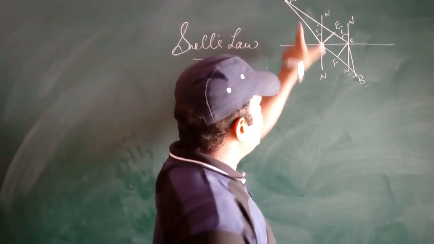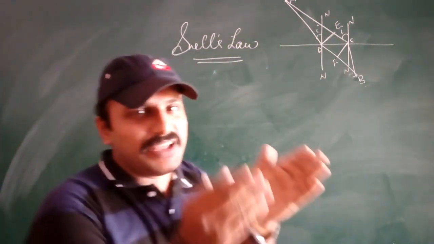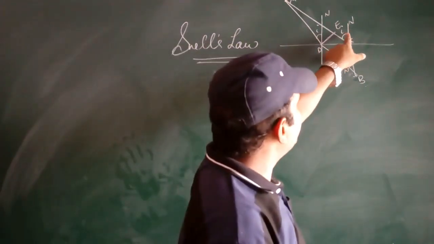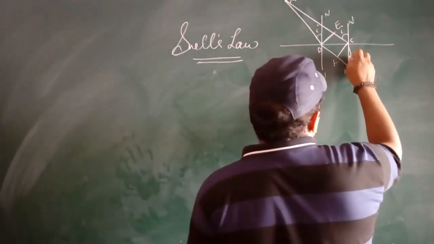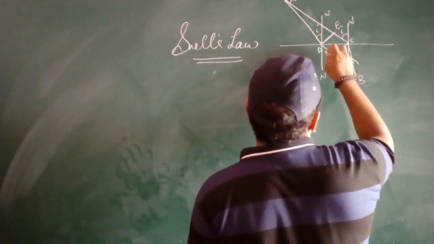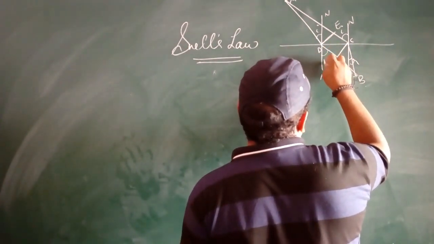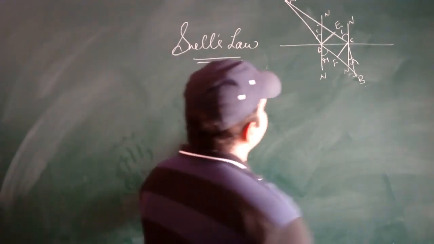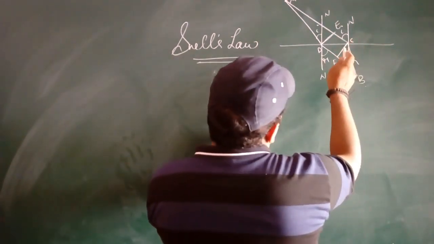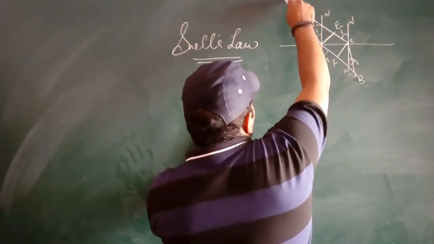Here if it is the incident ray, this also I will take as I. As I said, the ACB path and ADB path are very near. So if this is the normal, it is making an angle I, and here it will also be I. And what is this? The refracted ray, R. And this also will be R. Up to here understood?